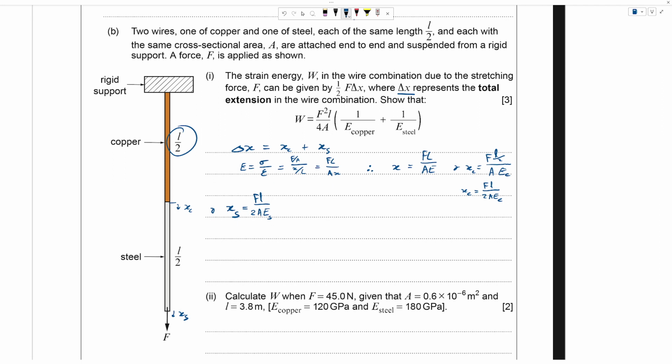Okay, from this point then, we're told that the work done when we extend this wire is a half of F times delta X equals a half of F multiplied by XC plus XS. And then all we have to do surely is sub in these expressions that we found, and hopefully what comes out looks like what we've been asked to find.